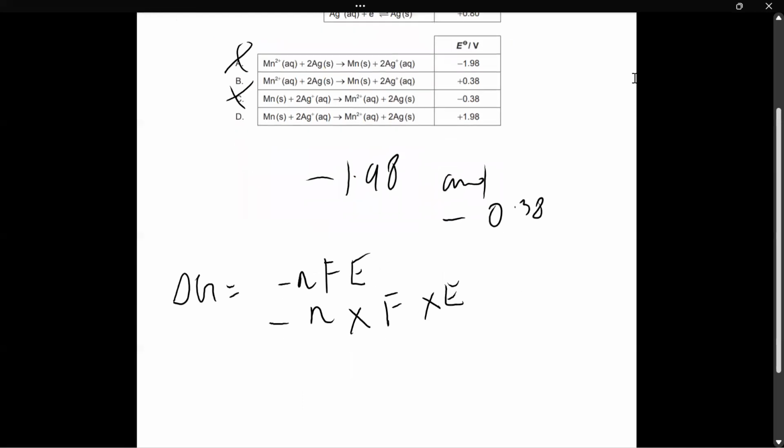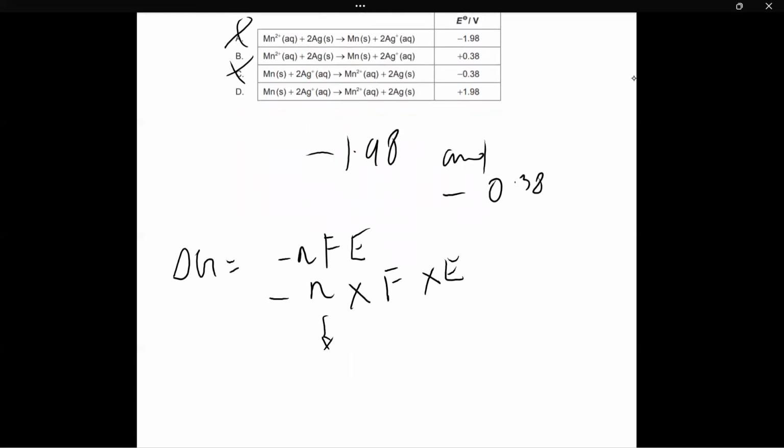And what is each of these exactly? n is just the number of moles of electrons. F is something called Faraday's constant, which is 96,500 joules. We often convert this into kilojoules. And E is E0. So supposing E0 is negative, and since we already have a negative sign in the beginning, negative times negative gives us a positive. And we all know that if Gibbs free energy is positive, then the reaction is considered non-spontaneous.